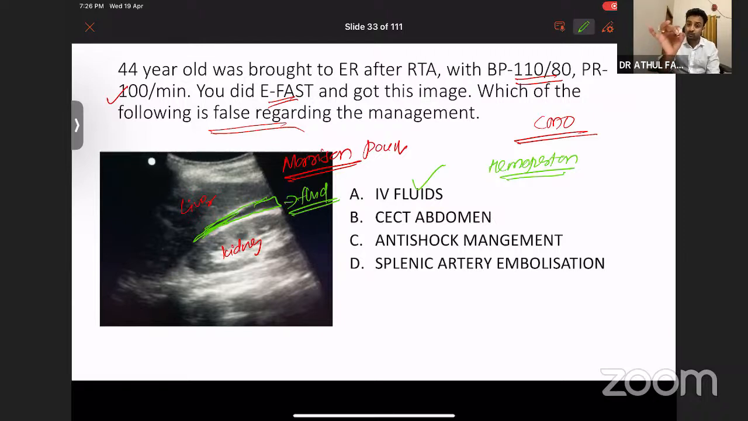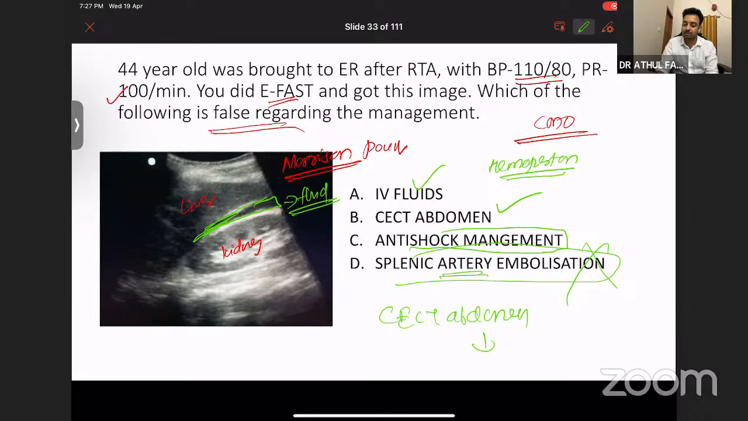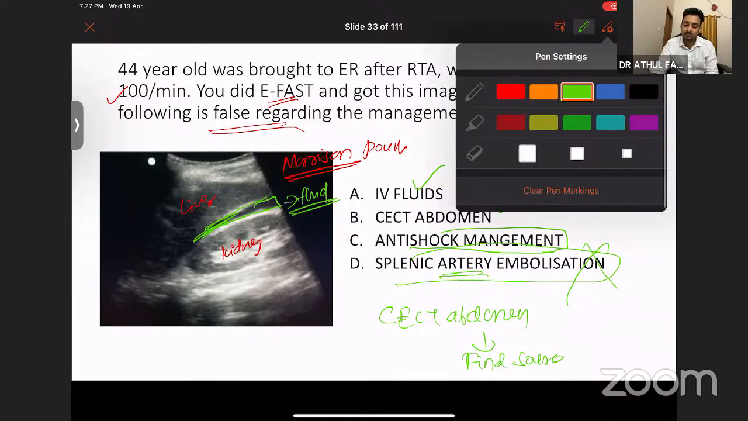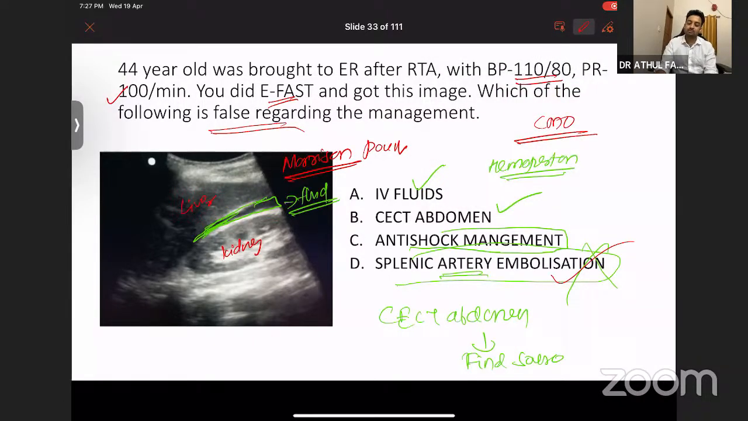So you should find out the source of the bleed. So CECT abdomen is extremely mandatory. All anti-shock measures you can start, because that is mandatory. Splenic artery embolization, you don't know whether the injury is because of the splenic artery or the renal artery or hepatic lesions or anything. Only with ultrasound itself, we can't start any therapeutic procedure. We have to do a CECT abdomen. We have to find the source of bleed. Then only you can manage. So among these options, this is the most apt option.